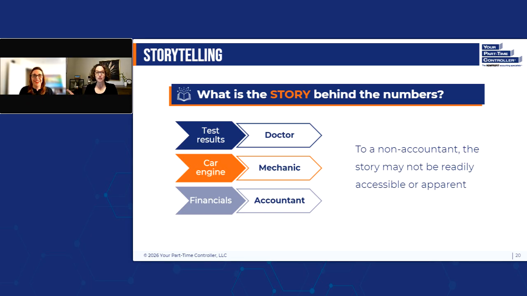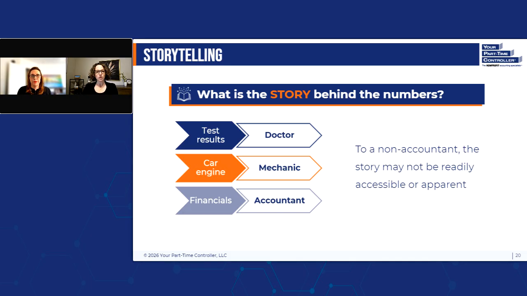Likewise, when your doctor reads your test results, they don't just read the lab report word for word. They give you that interpretation. They tell you what you need to know, what's important, and what's actionable. This is exactly what the board and the organization's management that we work with need from the finance department. To a non-accountant, the story in the financials might be really difficult or impossible to interpret, and that's our job. So we want to tell the story in a way that the user, whatever their background, will really understand it.